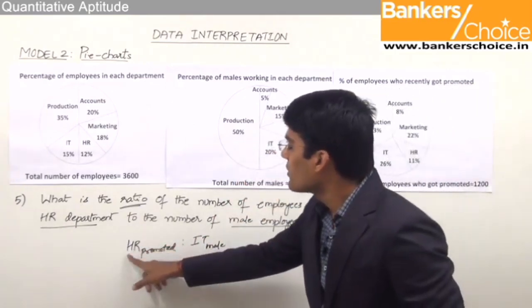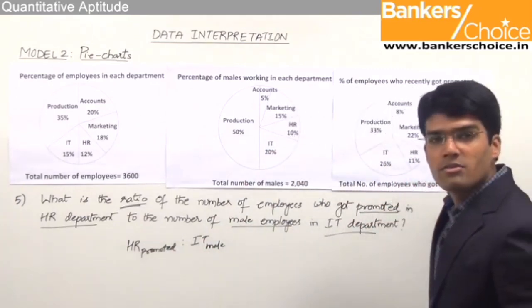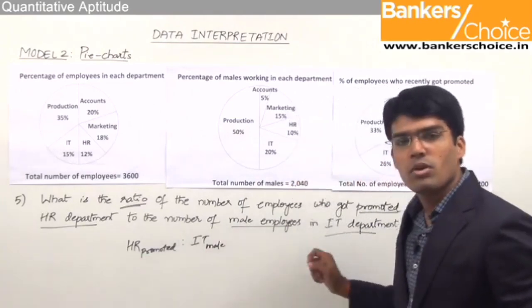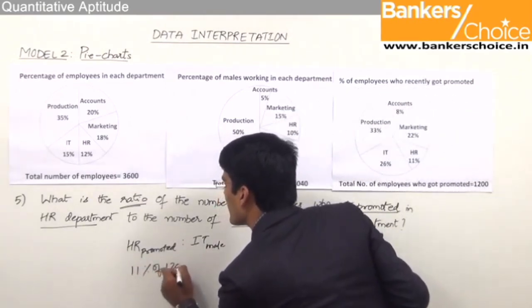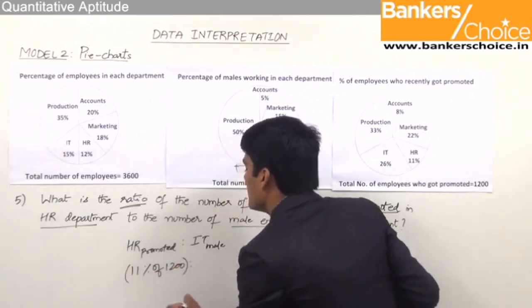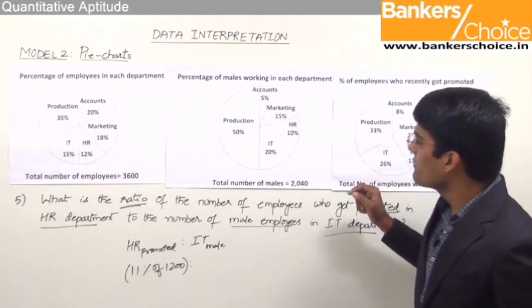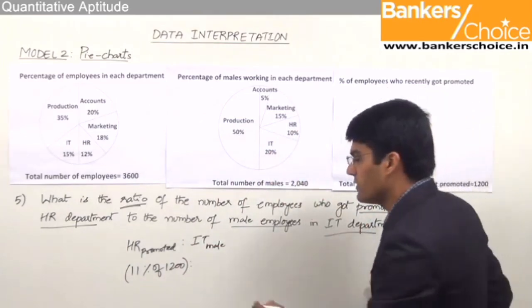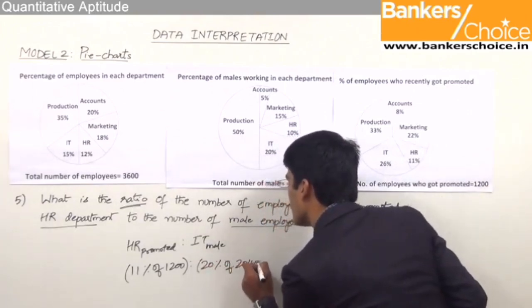Now HR employees who got promoted, as you can see here, the total number of employees who got promoted is 1200 and HR is 11%. So we can say that the number of employees who got promoted in HR department is 11% of 1200. This is to the number of male employees in IT department. From the second pie chart we know that the number of male employees in IT department should be 20% of 2040. So this will be equal to 20% of 2040.